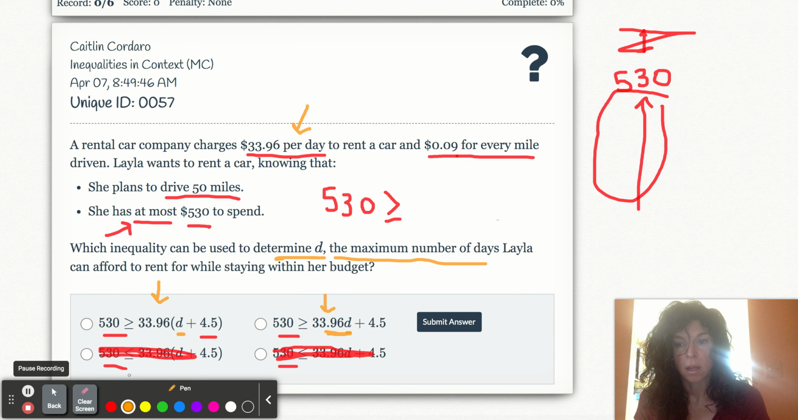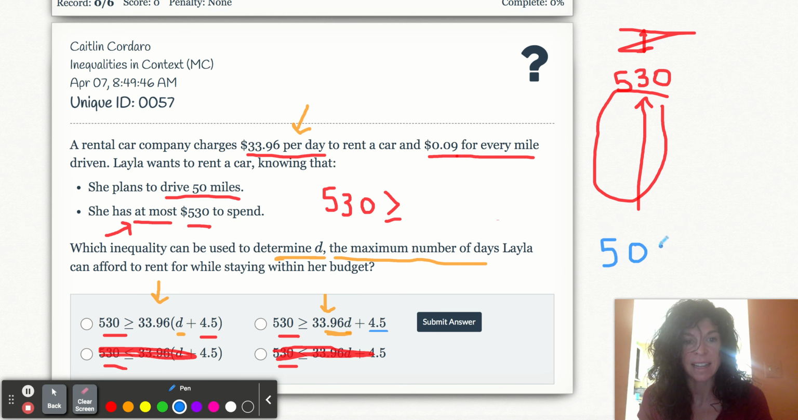So that makes sense. And then let's just double check, where did this 4.5 come from? I have a feeling if I do 50 times 9 cents, that equals 4.5. So that is the cost for the mileage per mile driven, and this is the amount per day. So there we go.